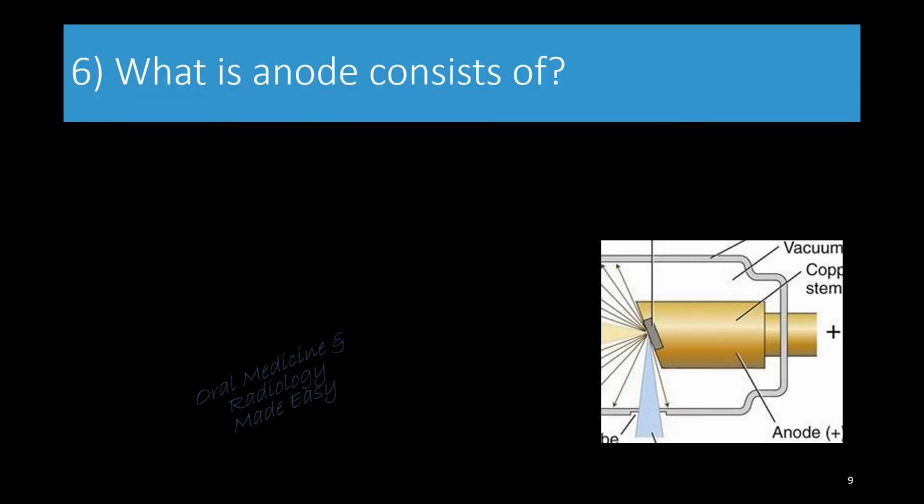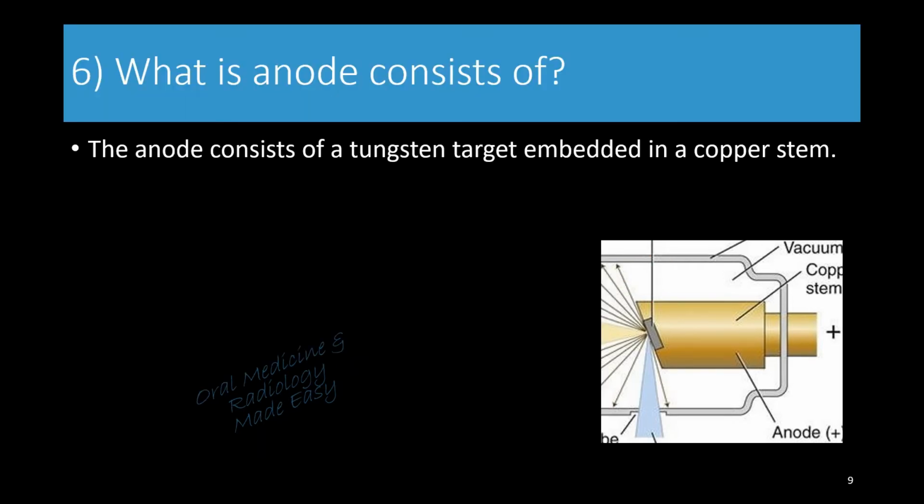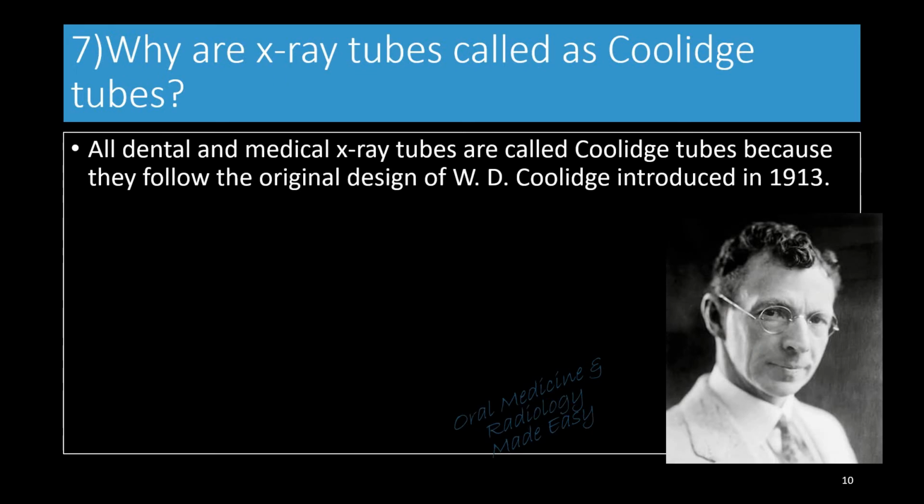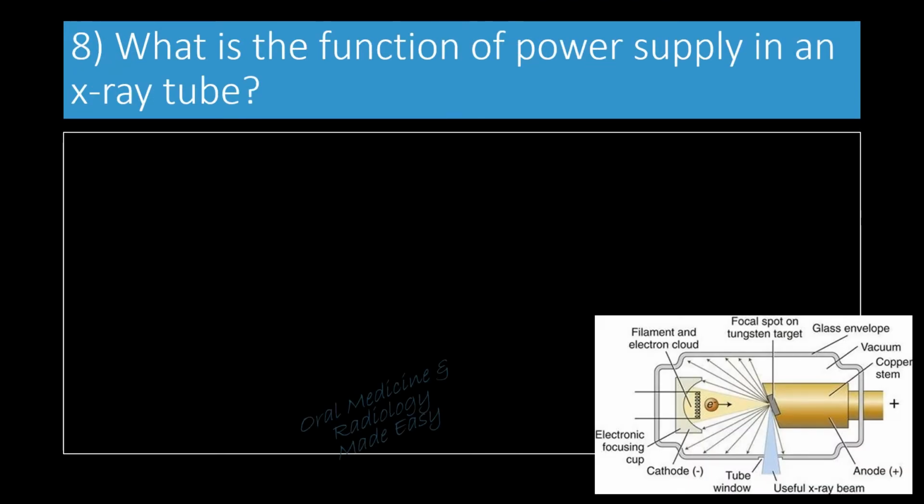What does anode consist of? Anode is positively charged and it consists of tungsten target embedded in a copper stem. So this is the tungsten target which is embedded in the copper stem. Why are X-ray tubes called Coolidge tubes? All dental and medical X-ray tubes are called Coolidge tubes because they follow the original design of W.D. Coolidge introduced in the year 1913.